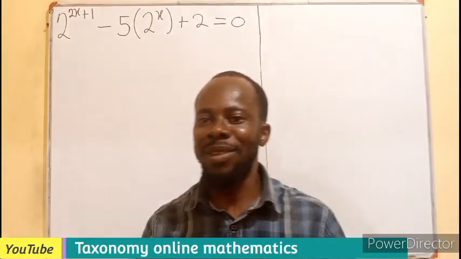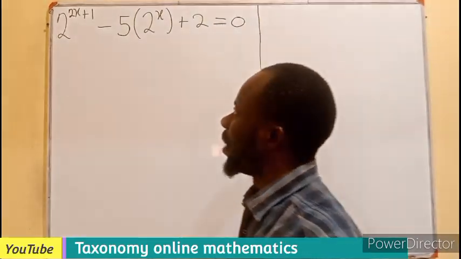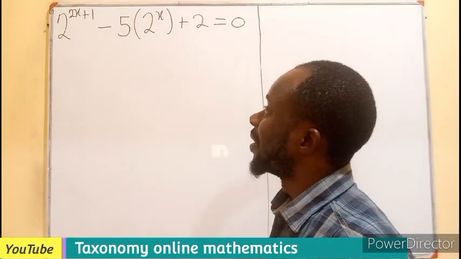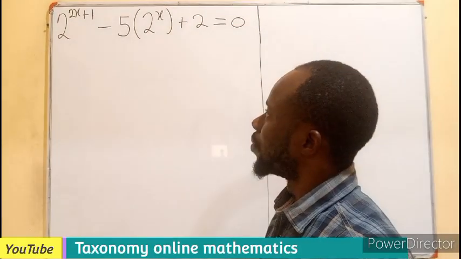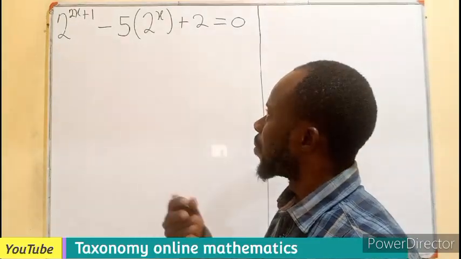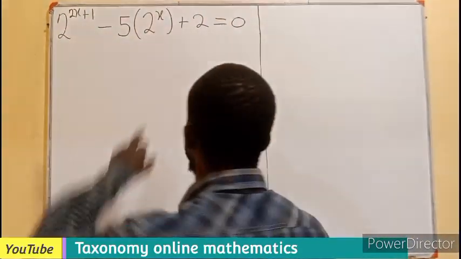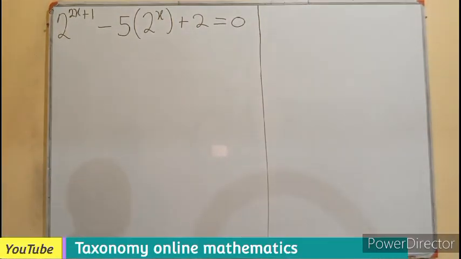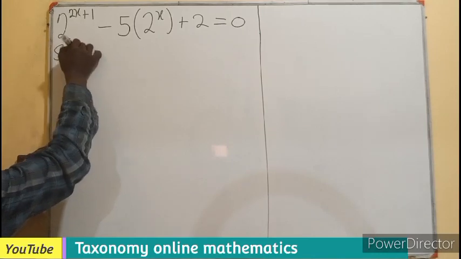Hello, welcome. Let's provide an answer to this exponential equation. We are to find the value of x. So 2 exponent 2x plus 1, minus 5 times (2 exponent x), plus 2 equals 0. So we need to find what the value of x is. But first, let's write the question.